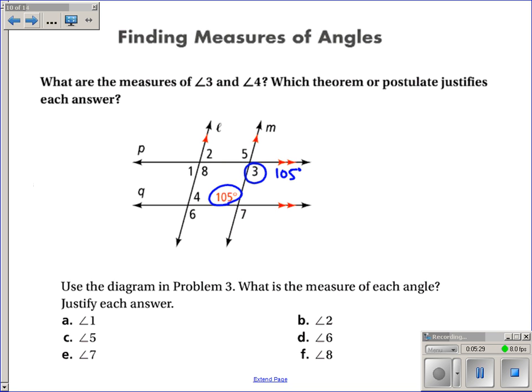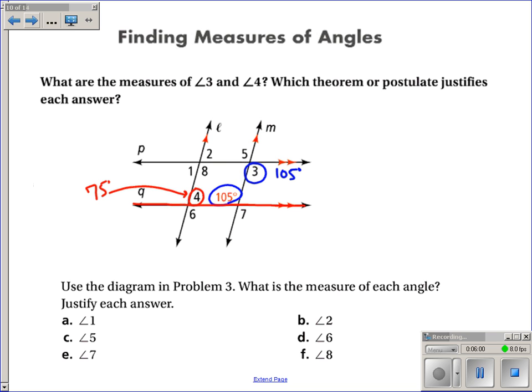Angle 4 and 105 are same side interior angles, because this is now the transversal, and L and M are the two lines, so they're on the same side of the transversal and on the inside of L and M, and so by the same side interior angles theorem, they're supplementary, and so angle 4 is 75 degrees.